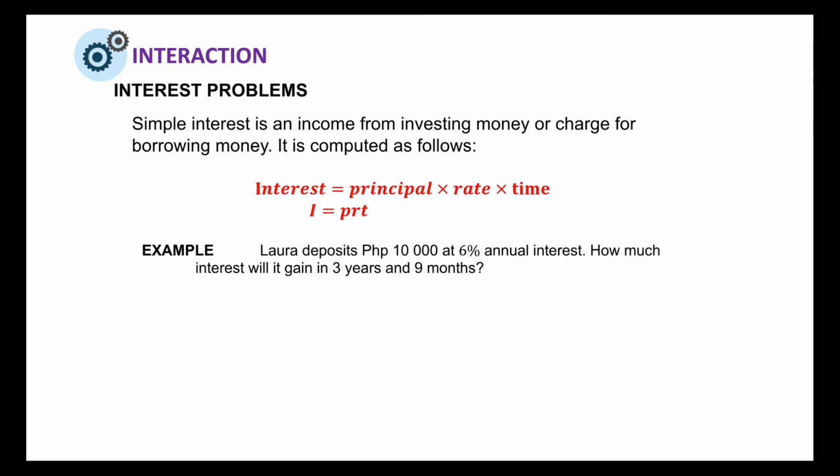Example, Laura deposits 10,000 pesos at 6% annual interest. How much interest will it gain in 3 years and 9 months? So we have here our principal amount, which is 10,000 pesos. The rate is 6% and the time is 3 years and 9 months.